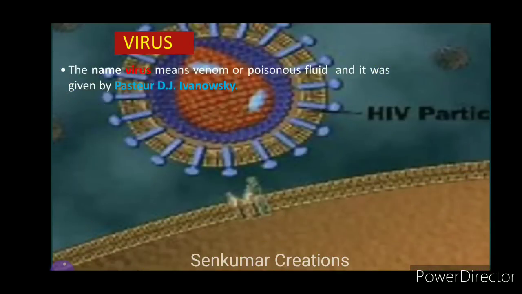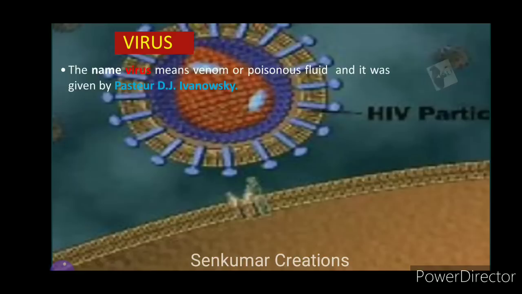So next we have to talk about the virus. We know very well about the virus, as all over the world is now affected by the coronavirus, and yet we all have no very clear-cut information about what a virus is. The name virus means venom. Venom means poison or poisonous fluid, and it was given by Pasteur.